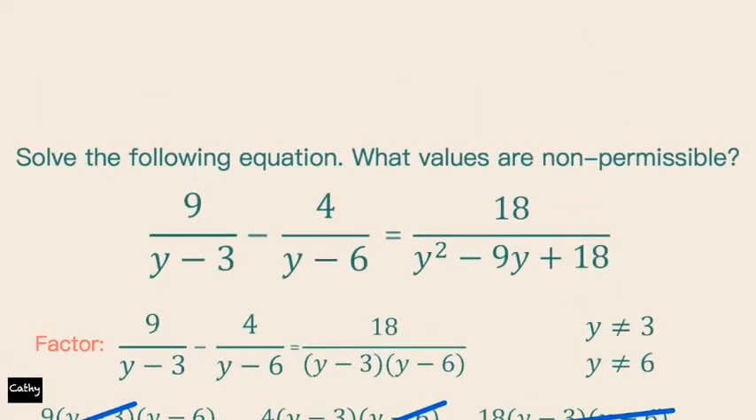Solve the following equation. What values are non-permissible? First, we're going to factor the equation. Factoring y squared minus 9y plus 18 gives y minus 3 times y minus 6. The LCD would be y minus 3 times y minus 6. And we can know that the restrictions should be y cannot be 3 and 6.